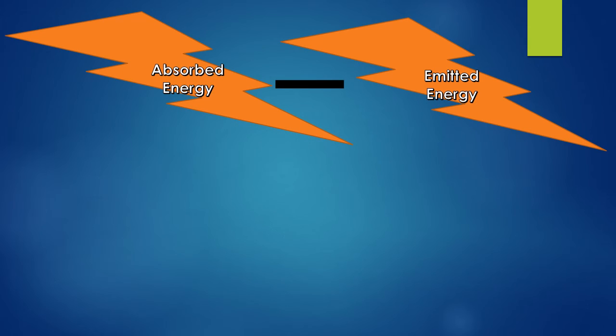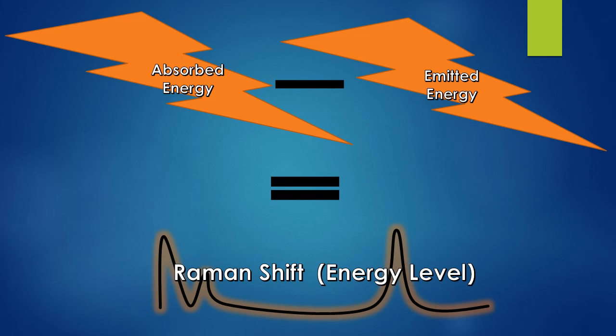That is all about Raman scattering. So how does this help in identifying molecules? More specifically, how is it used for spectroscopic application? By obtaining the difference between the absorbed energy and emitted energy, the Raman shift, or simply the energy level of the molecule, can be determined. This Raman shift is unique for each molecule, so it acts as a molecular fingerprint for each of them.